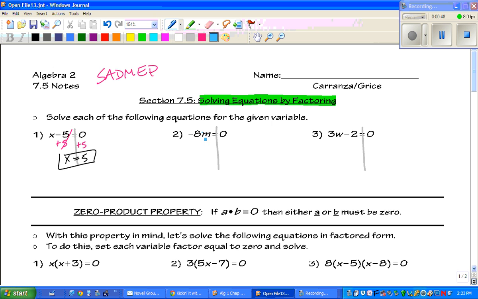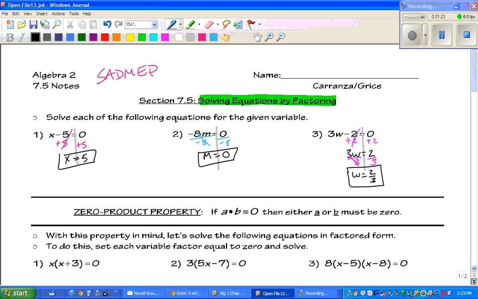Okay, for number 2, that's multiplication, and to get rid of multiplication, we do the inverse, which is to divide, and we get 0. Okay, now this one we have a couple more steps to do. We have to get rid of the subtraction first, and after we do that, then we can divide. And we get w equals 2/3.